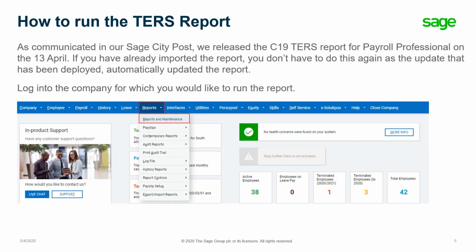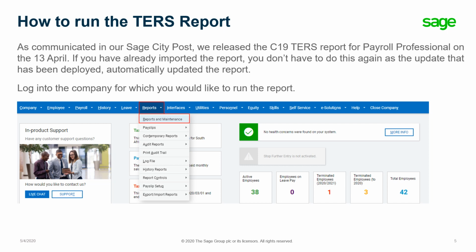As communicated in our Sage City post, where we initially released the C19 TERS report for Payroll Professional on the 13th of April, we made the files available for you to import into your payroll. If you previously imported this report, you don't have to do so again, as this update will automatically update the report.